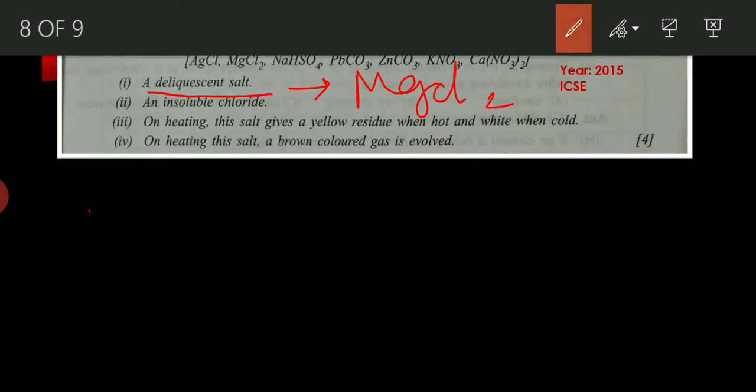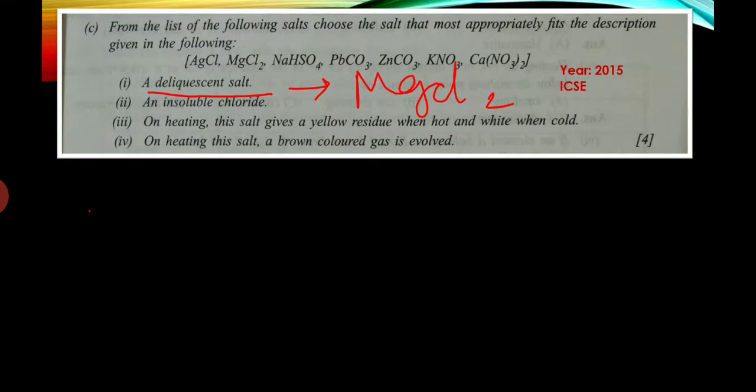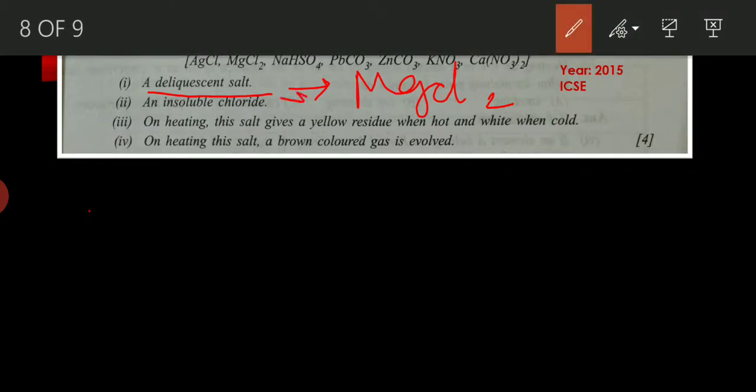Now, next question is an insoluble chloride. See the list. First of all, there are two chlorides, magnesium chloride and silver chloride. Magnesium chloride is soluble, so the leftover is silver chloride. So the answer is silver chloride, AgCl. Clear?